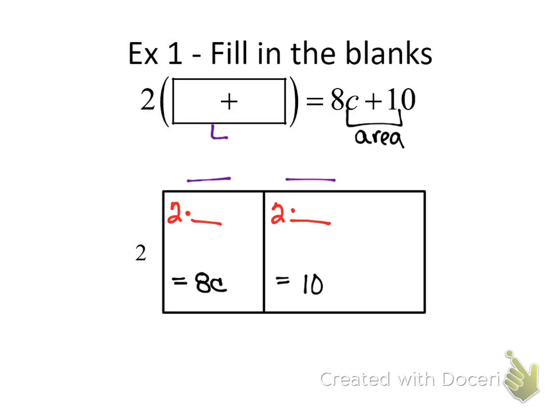So I think to myself, 2 times what will get me to 8? 4. Now, if I just take 2 times 4, I'm only going to get 8. So that 4 is actually going to have to be a 4C. So the length of my first rectangle is 4C. Remember how I said we're always going to do height first times length? Once I found what that length was, I plugged it in and brought it up to label my area model. So then I come to my second rectangle. My height I know is 2, so 2 times what equals 10? 5. So I bring that up to show my other length.